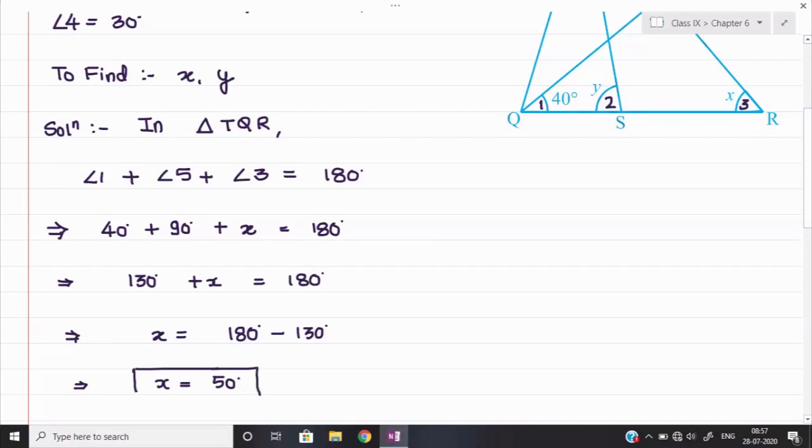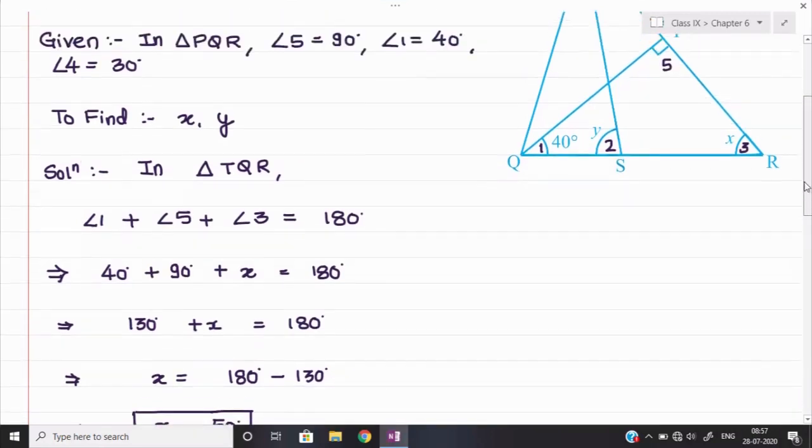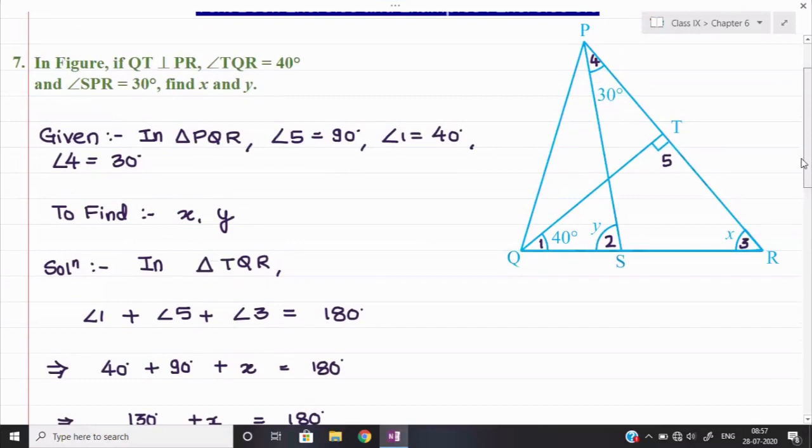Okay, now we shall start the second value, that is y. Now look at y. How shall we find out? See, y is coming at which place? That is coming as angle number 2. Now I will show you with the help of a figure how the relation can be formed very easily.